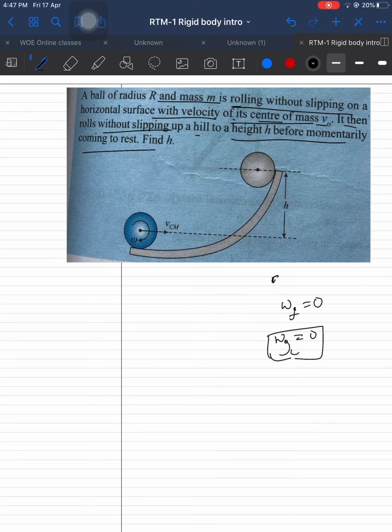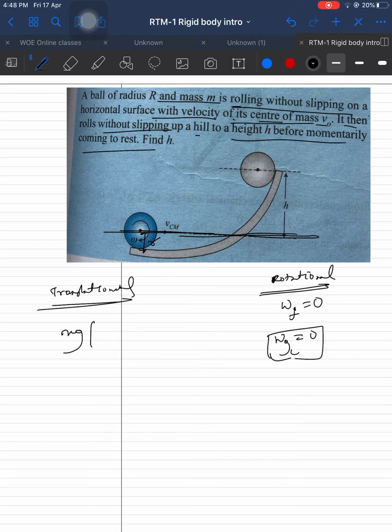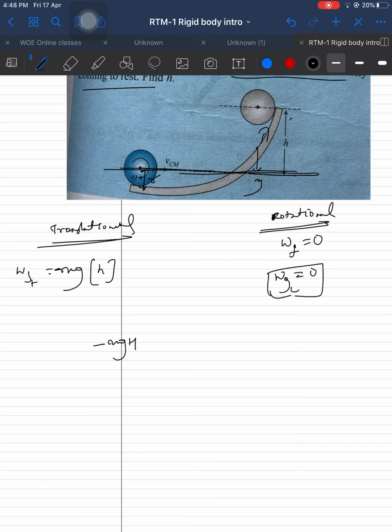Translational work. Initially at how much distance? Take this one as a reference. Okay, it is at ground level, mg into how much height it has gone, mg into h. Both are in opposite directions, gravitational force in the downward direction, h in the upward direction, so minus mgh is the work done by gravity. And what about kinetic energy? Change in kinetic energy: minus mgh is equal to final kinetic energy minus initial kinetic energy.